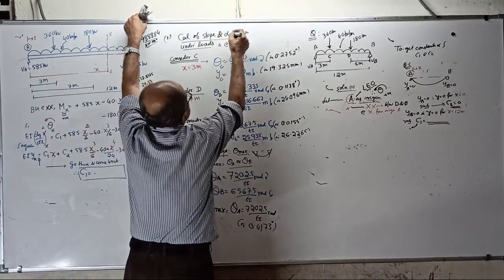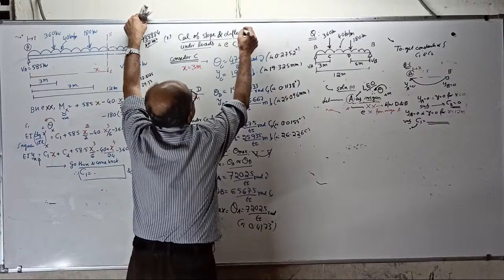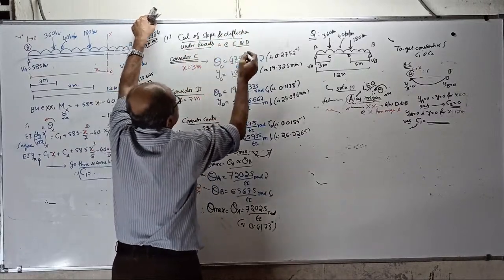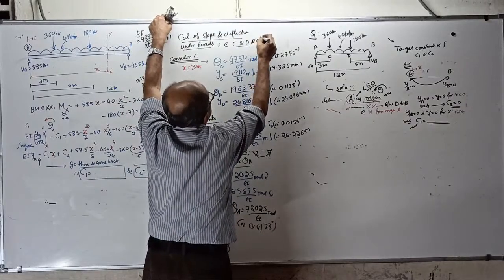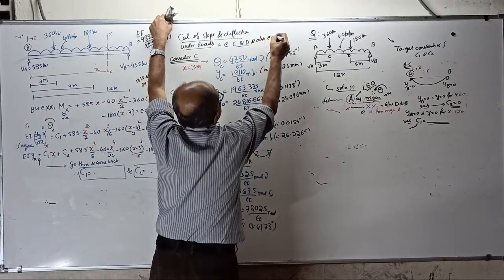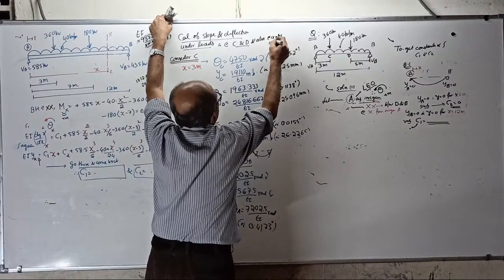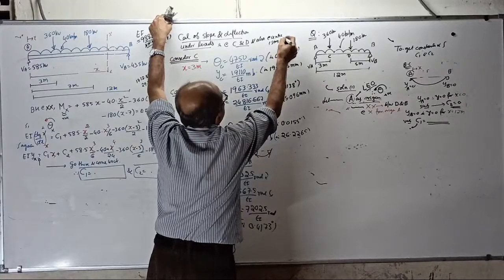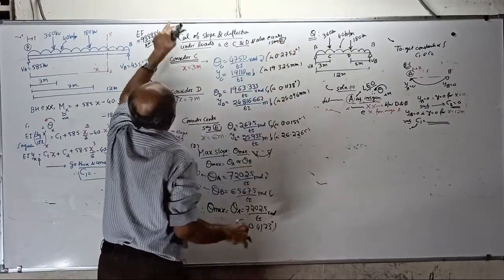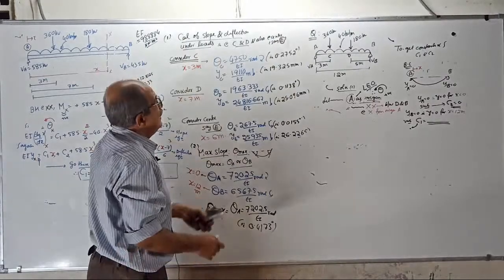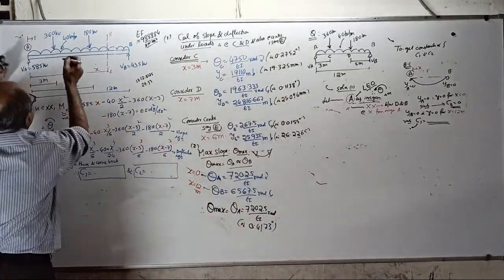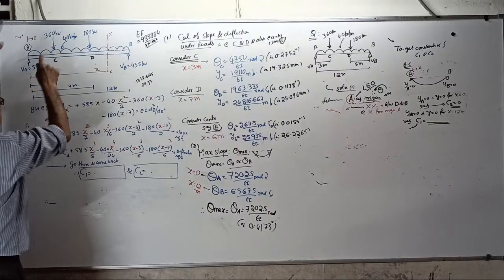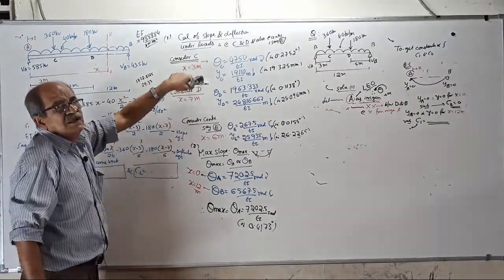Calculation of slope and deflection under loads at C and D, under loads and also at center. The center between C and D I will call E, new name E. Okay, start. Consider C. This is C, this is D. If you want slope and deflection at C, put x equal 3 meter.